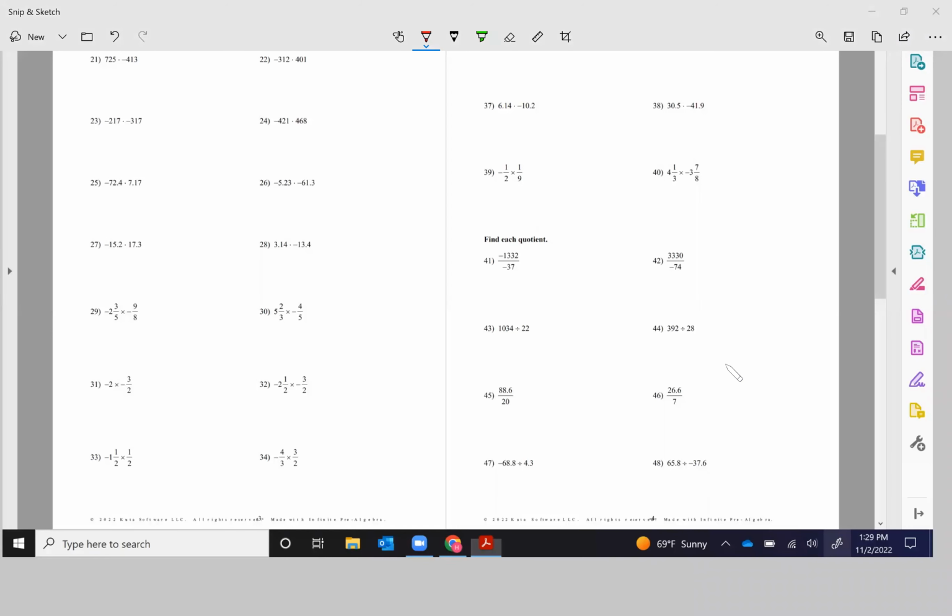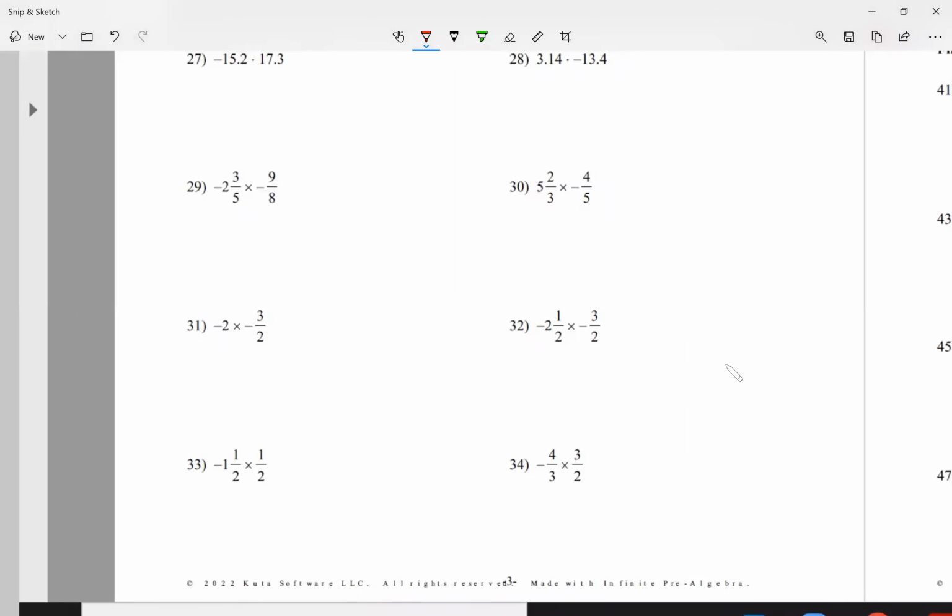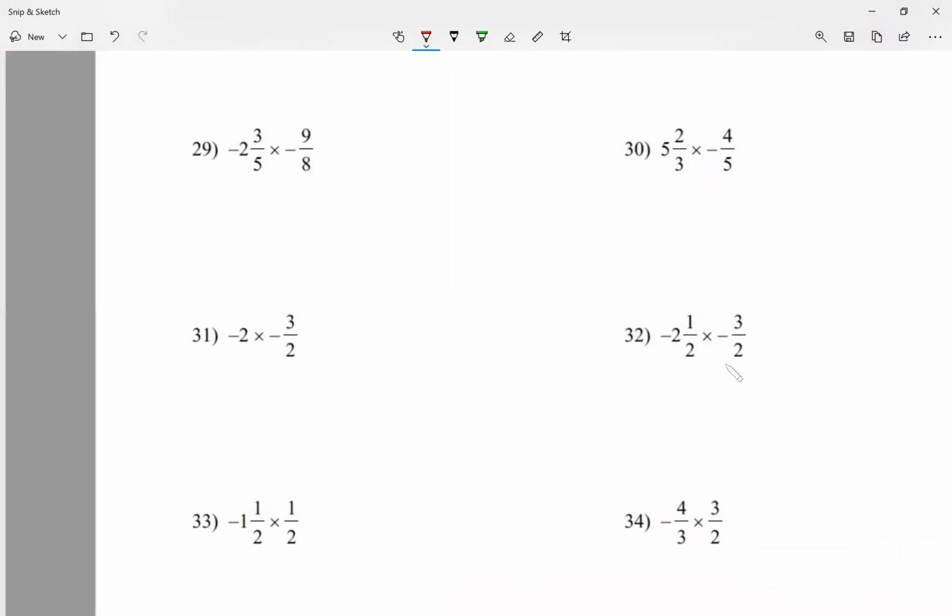Now let's take a look at multiplication of fractions. We're going to be looking at questions 29 through 34. First of all, when I multiply, my fractions can only have a number on the top and a number at the bottom, not a number in front of it. So only a number on the top and a number at the bottom.